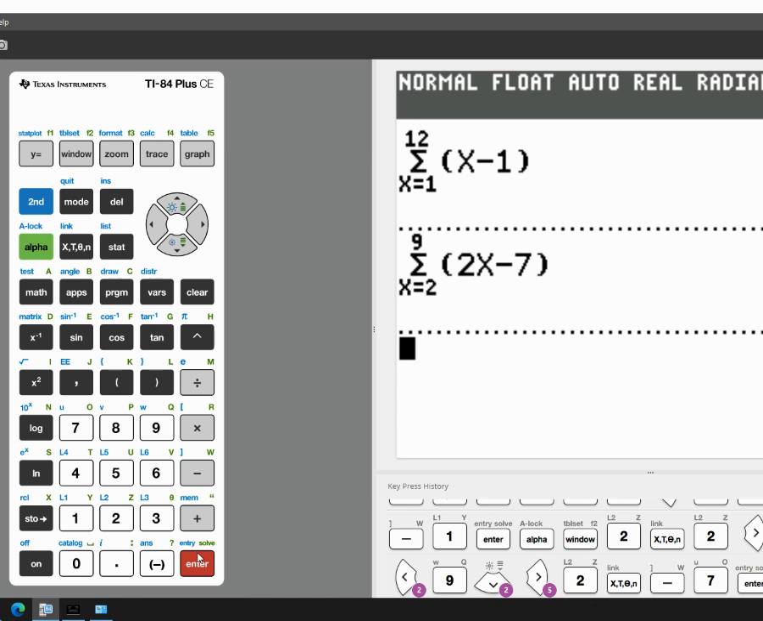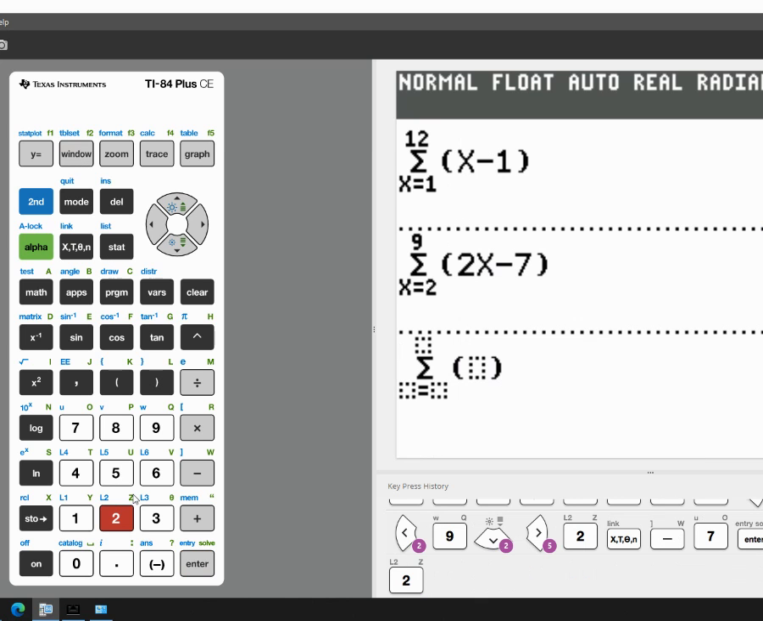Why do they use different variables? I don't know. Just personal preference, I guess. Mixing it up, keeping things crazy. Makes the worksheet look prettier. I don't know.